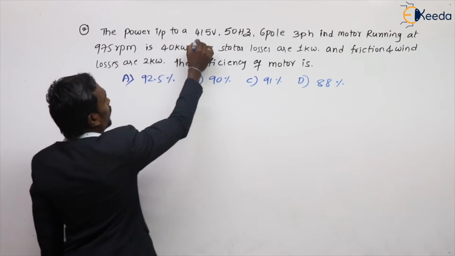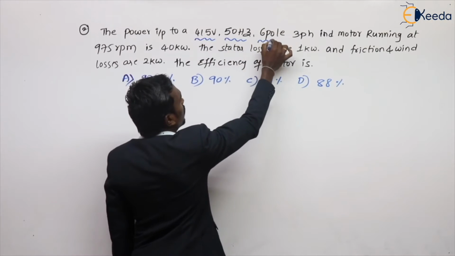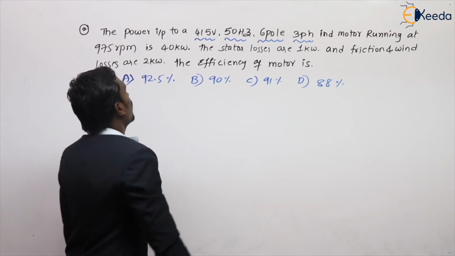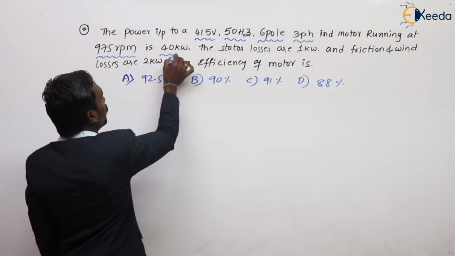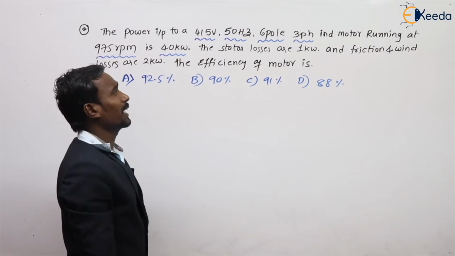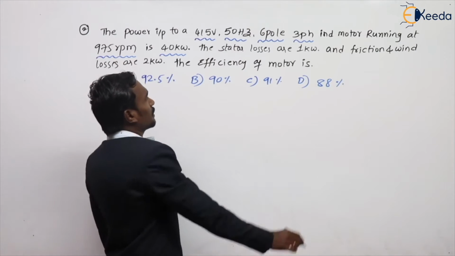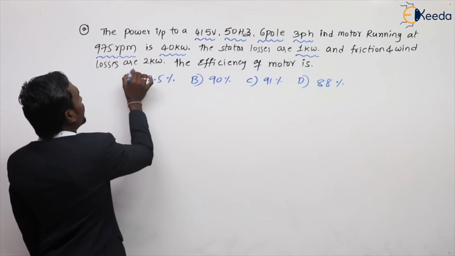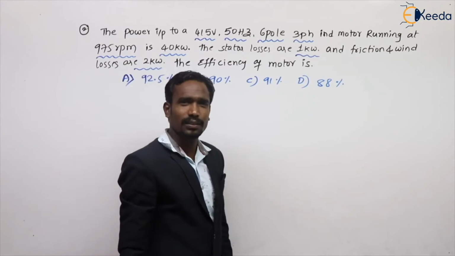The power input to a 415 volts, 50 Hz, 6-pole, 3-phase induction motor running at 975 RPM is 40 kilowatts. The stator losses are 1 kilowatt. Friction and windage losses are 2 kilowatts. Then the efficiency of the motor is?